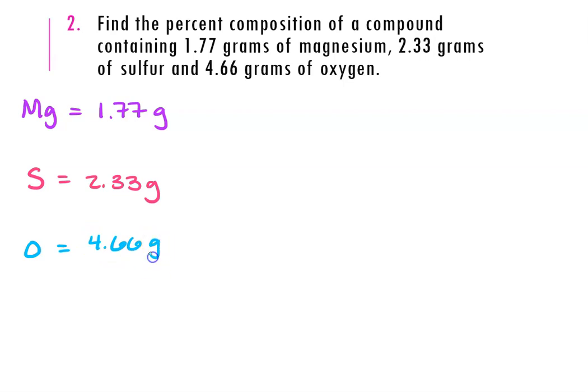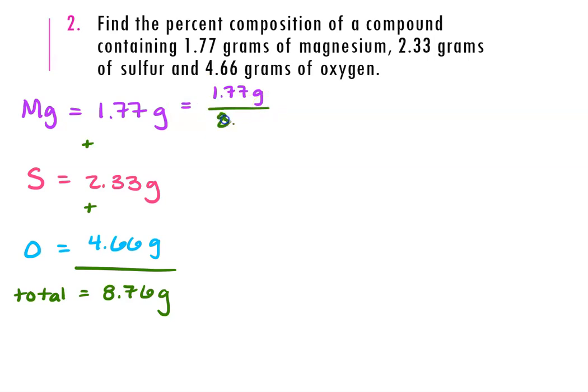All right, so here I know the masses of all the elements, which means that I just need to find the total. So I'm going to add all of these values together. And when I do that, I get 8.76 grams. So now that I have that total value, I just divide each of my masses by the total mass, and then I multiply by 100.